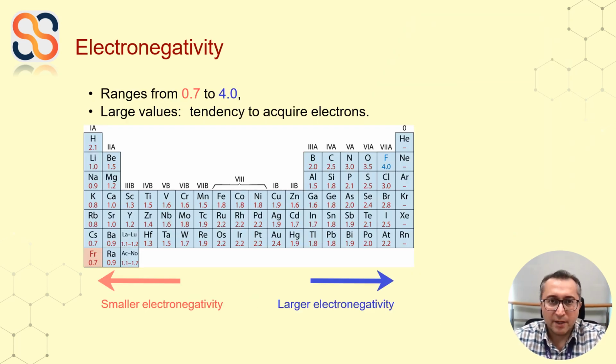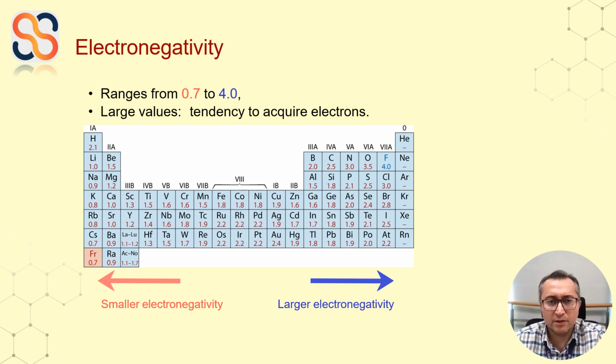Right, I'm gonna start with the concept of electronegativity. This is a key property that helps us understand how elements interact with each other during chemical bonding. Electronegativity is a measure of an atom's ability to attract electrons in a chemical bond. It ranges from 0.7 to 4 on the Pauling scale.